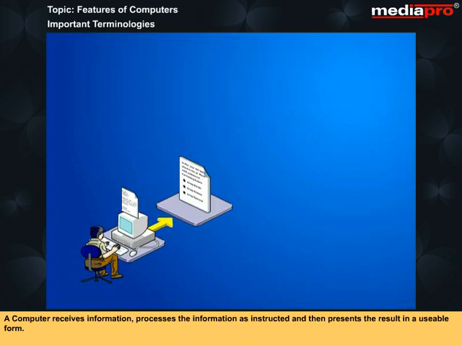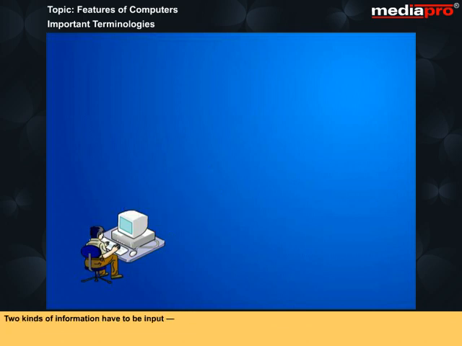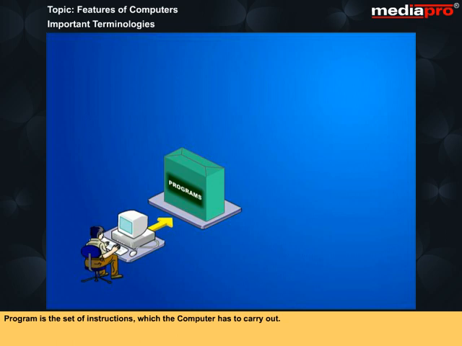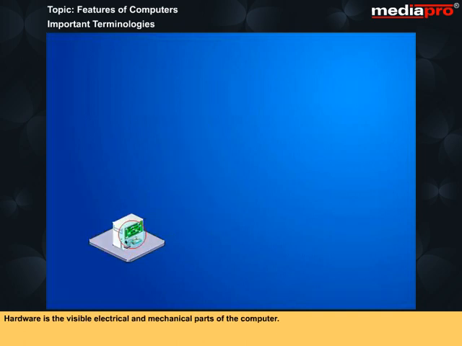A computer receives information, processes the information as instructed, and then presents the result in a usable form. Two kinds of information have to be input: program and data. Program is the set of instructions which the computer has to carry out. Data is the information on which these instructions are to operate. Hardware is the visible electrical and mechanical parts of the computer. Hardware is linked together to form a working unit called a computer.